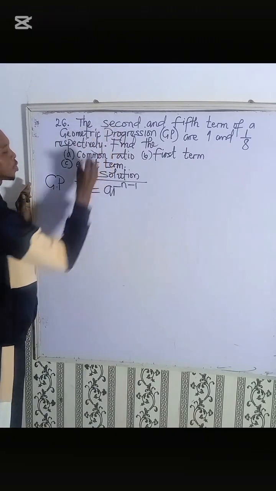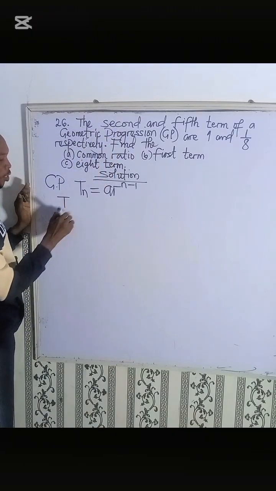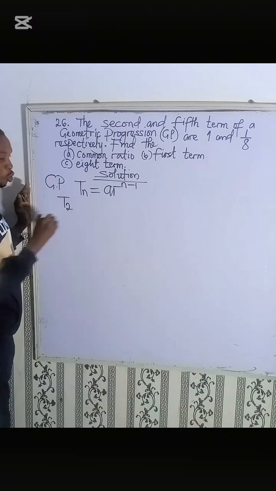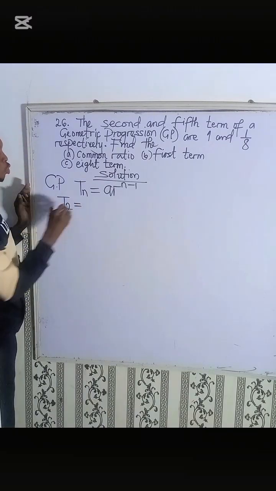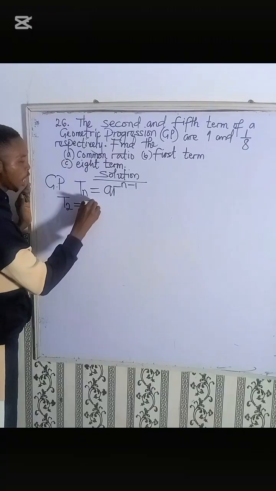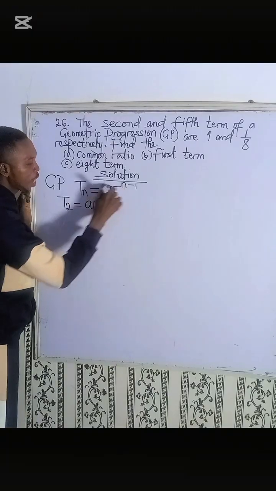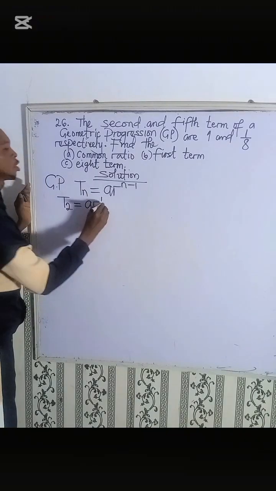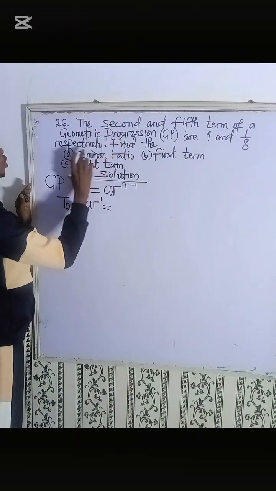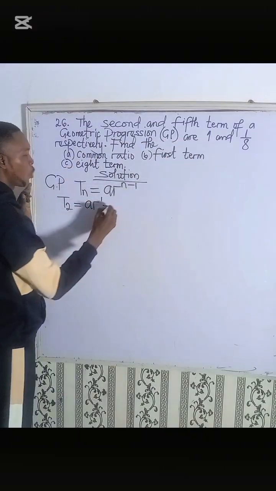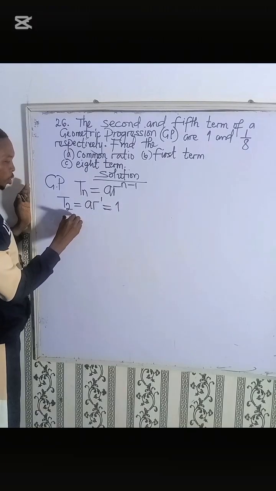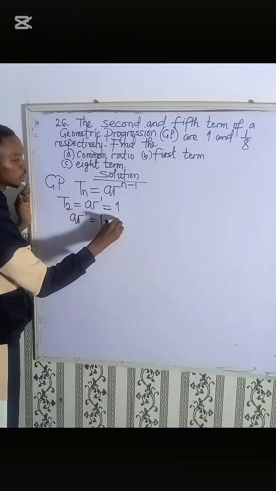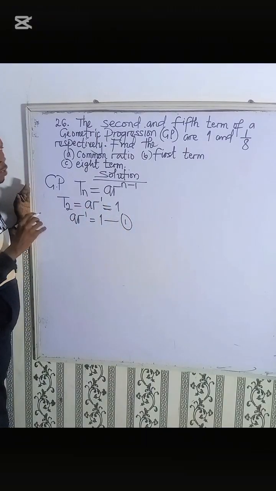The question says the second term. So for the second term, n will become 2. That's T2 is equal to ar to the power of 2 minus 1, that's 1, right? So what is the second term? The second term is 1. That means that ar to the power of 1 is equal to 1. This will be equation 1.